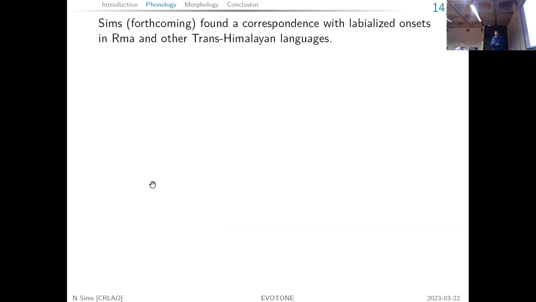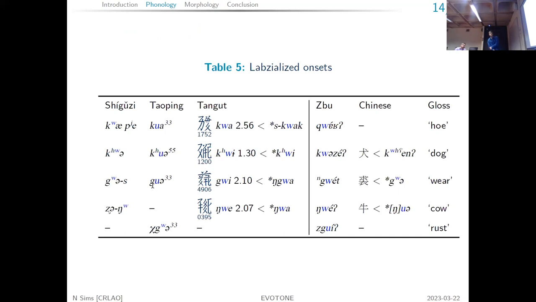So some Rma varieties have these labialized onsets, which would form another set of consonants. So you have this large set of consonants and now all the labialized consonants as well. Potentially those should be reconstructed based on correspondences with Tangut here, with other Qiangic languages like Xiu, and potentially Chinese. I'm not as sure about all of these correspondences, but it seems like there's a labialized element that corresponds with other languages that should be reconstructed also.